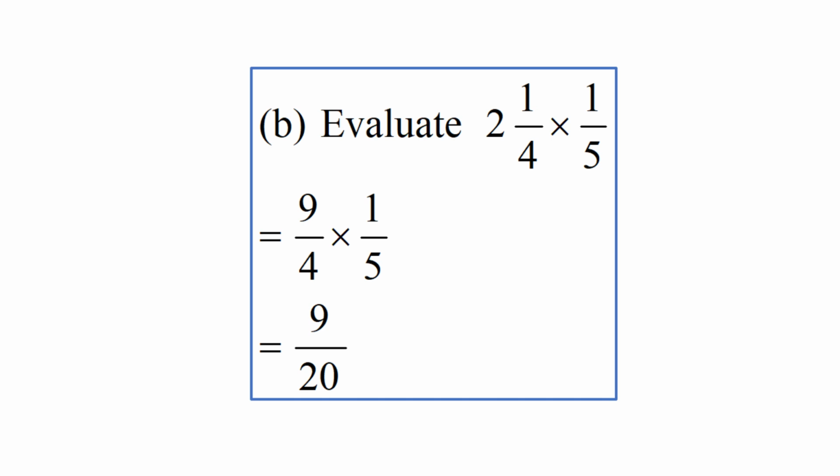Now, our expression looks like this: 9/4 multiplied by 1/5. To multiply these fractions, we simply multiply the numerators together and the denominators together. 9 times 1 equals 9, and 4 times 5 equals 20. So we have 9/20. This fraction is already in its simplest form.